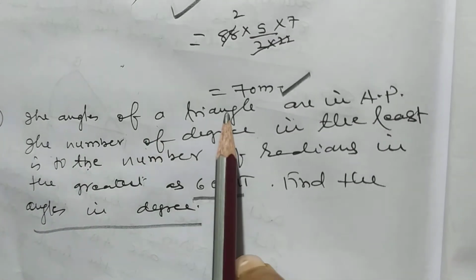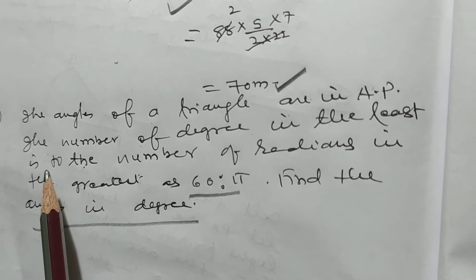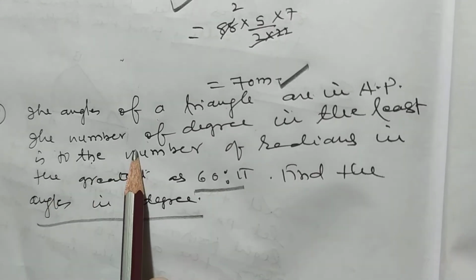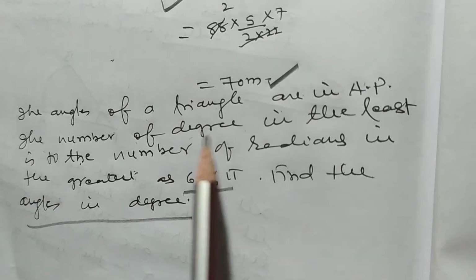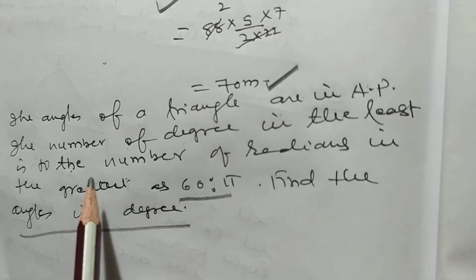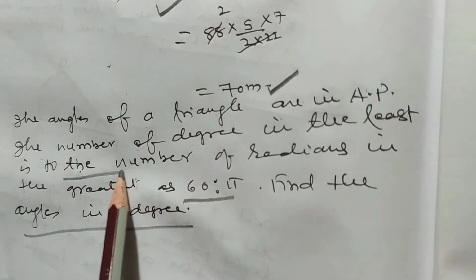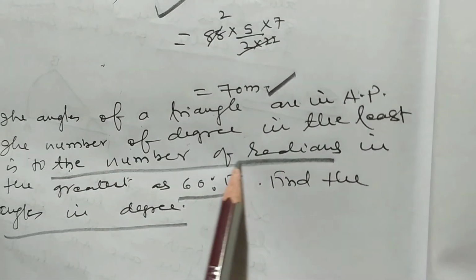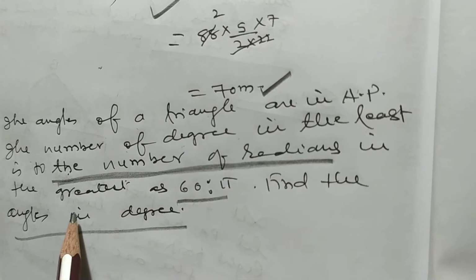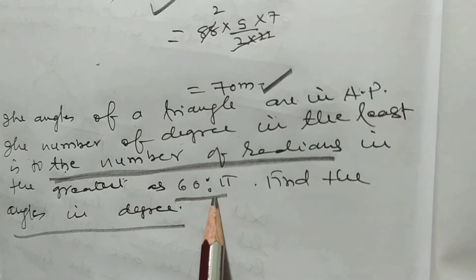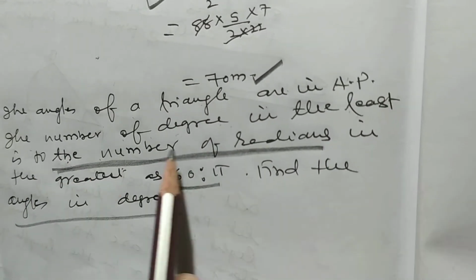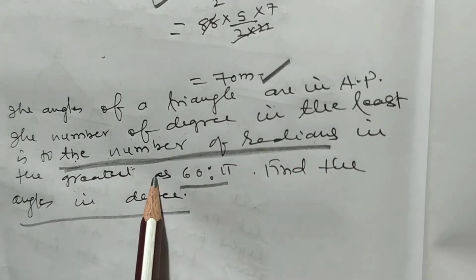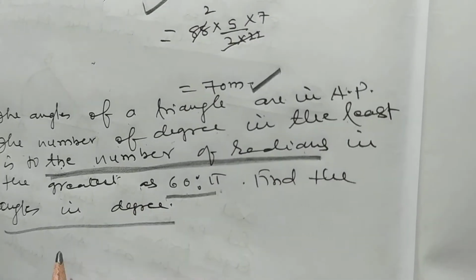The angles of a triangle are in AP. Suppose the first angle is A minus D, the second is A, and the third is A plus D. In this way we will consider. The number of degrees in the least is to the number of radians in the greatest as 60:pi. The number of degrees in the least is to the number of radians in the greatest as 60:pi. Find the angles in degree.